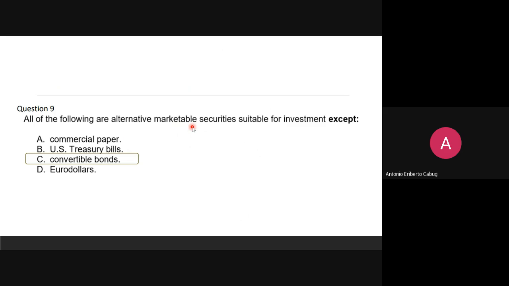Yung problema ni convertible bonds, yung maturity niya kasi is more than 1 year. When we say convertible bonds, or any bonds for that matter, the maturity is around 5 years, 10 years, bago mag-mature yung instrument. Kaya hindi pwede yung convertible bonds dahil long-term instrument siya. Yung commercial paper, treasury bill, tsaka yung euro dollars, these are all short-term, and therefore, they are appropriate for marketable securities.